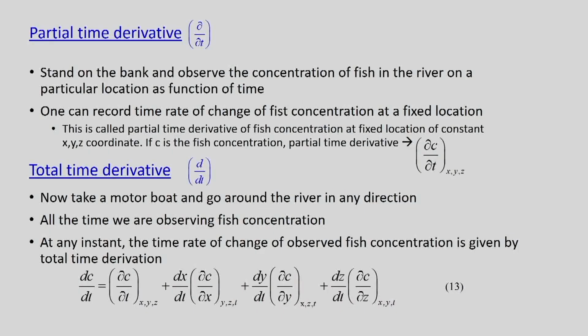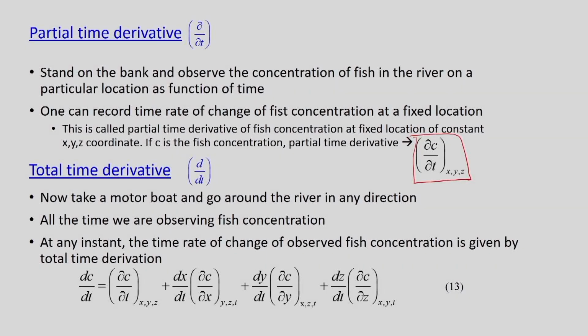What is the fish concentration at the other surrounding locations where you are not doing these measurements? You do not have any idea. Since you do not know the fish concentration at other locations, this information is crude, and it does not give the true picture of the fish concentration in the river. This way of doing the time derivative is known as the partial time derivative, represented by dou by dou t. If c is the fish concentration, we write it as dou c by dou t at fixed location x, y, z.